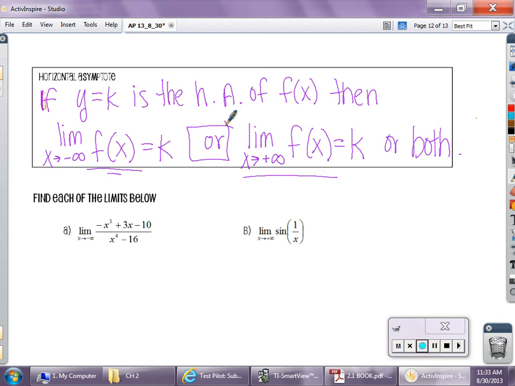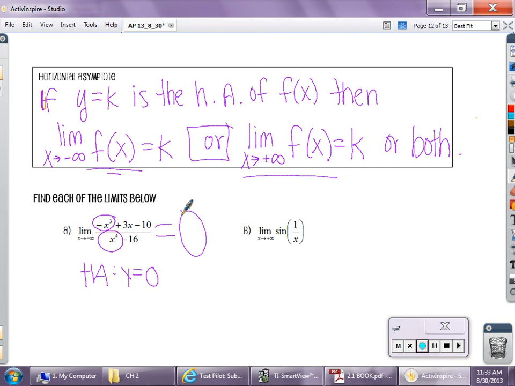Find each of the limits below. Sure. So, you're going to negative infinity. Highest power is where? In the denominator. So since the highest power is in the denominator, we know the horizontal asymptote is y equals 0, which then tells me that the limit is 0.